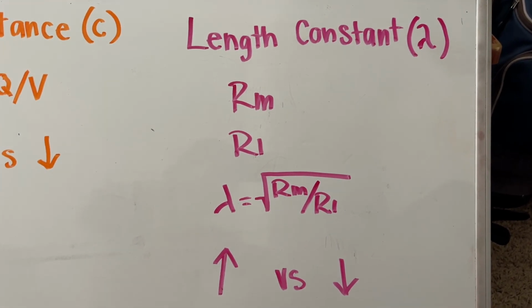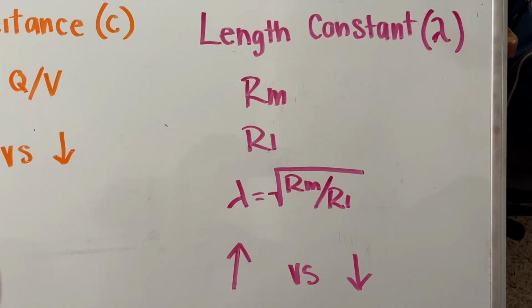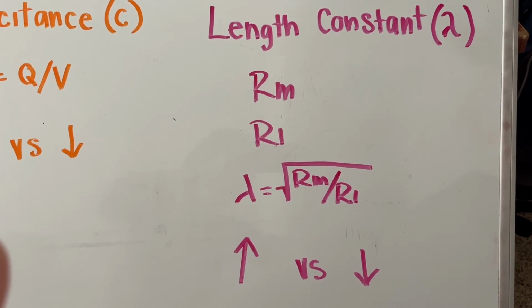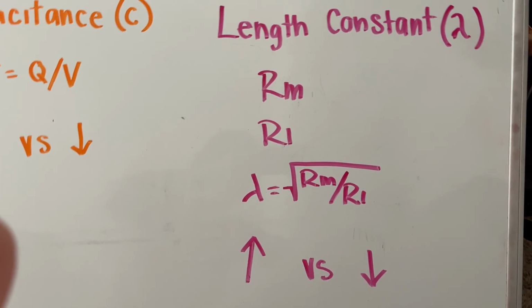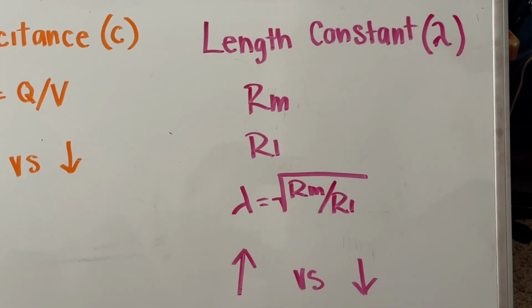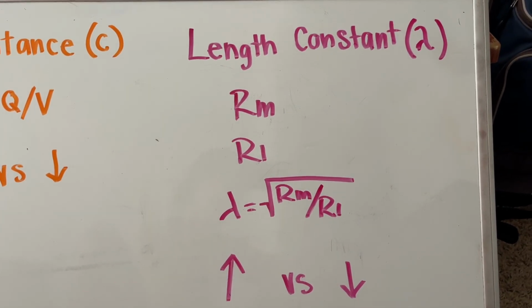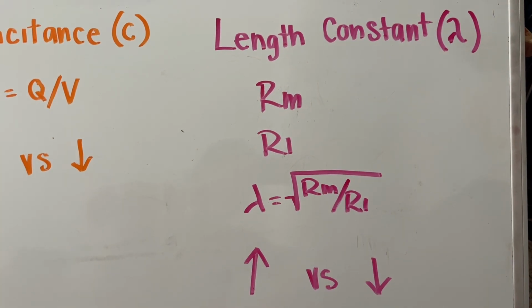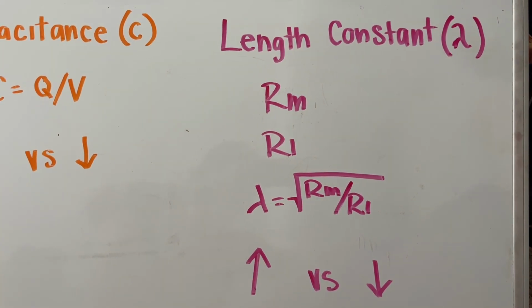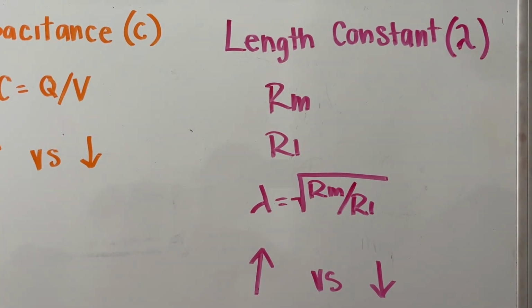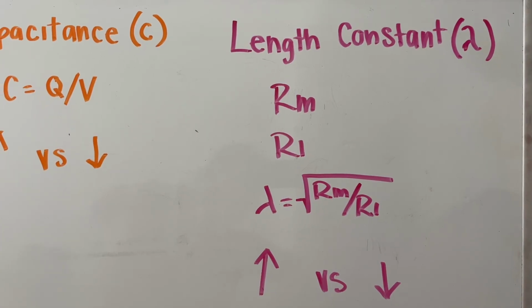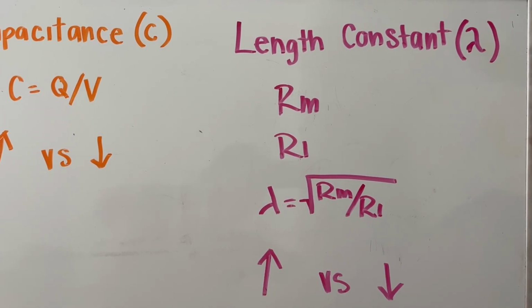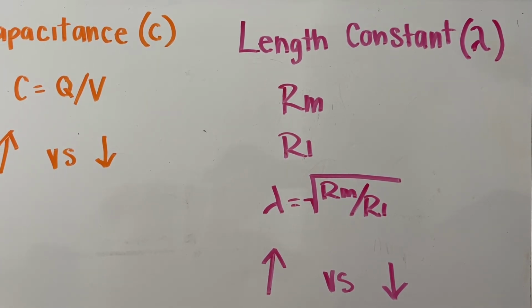Now we're going to move on to length constant. Length constant, also known as space constant, is a measure of how far a change in membrane potential can spread passively along an axon or a dendrite. It represents the distance at which a change in the membrane potential has decreased to approximately a certain percentage of its original value. The length constant is determined by the relationship between the membrane resistance and internal resistance of the cytoplasm.